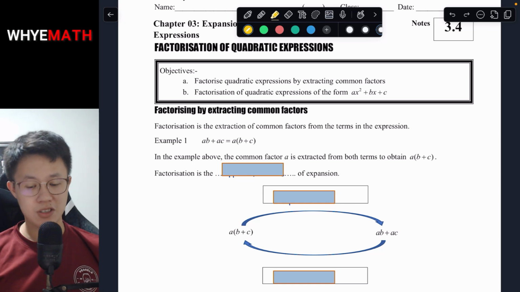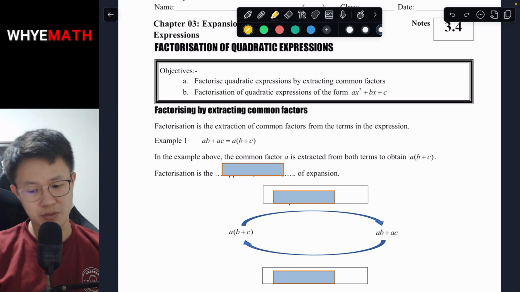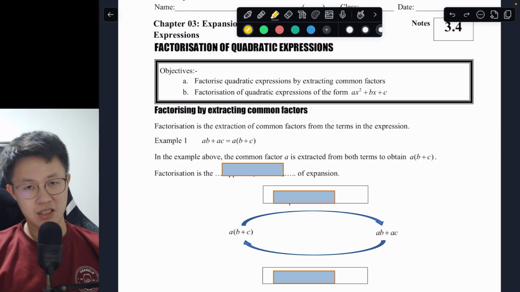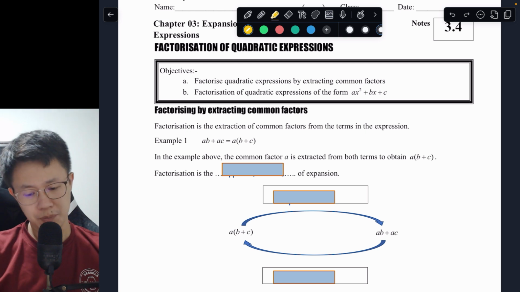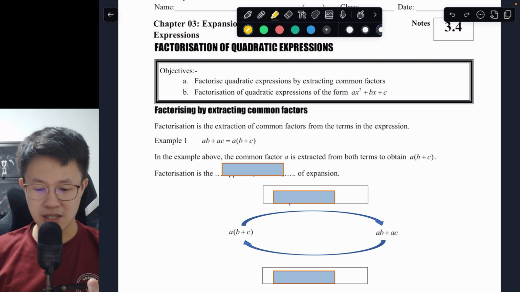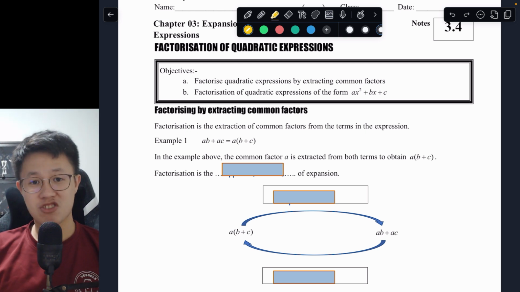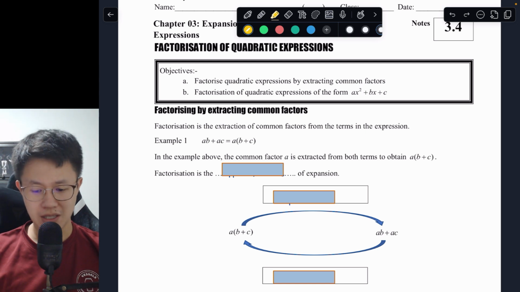Okay, welcome to this lesson on the factorization of quadratic expressions. But let's start by understanding what factorization is and how we can do it. A very simple way would be factorizing. Factorization is actually the extraction of common factors from the terms in an expression.